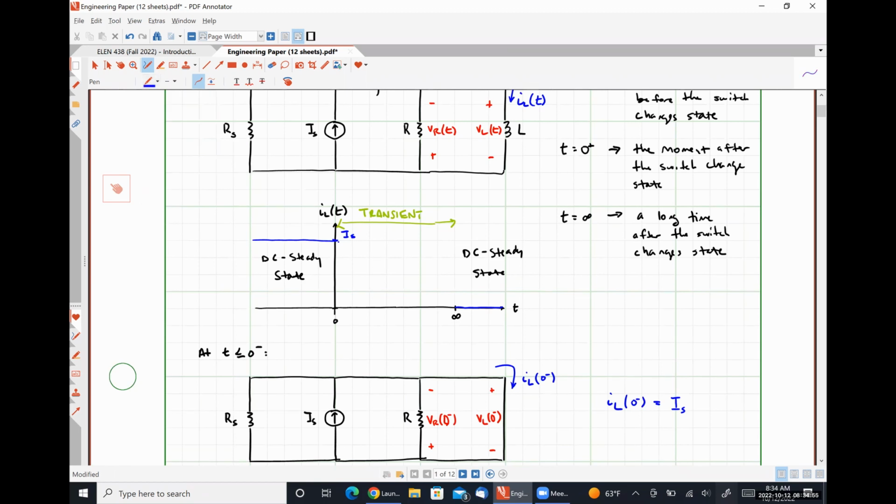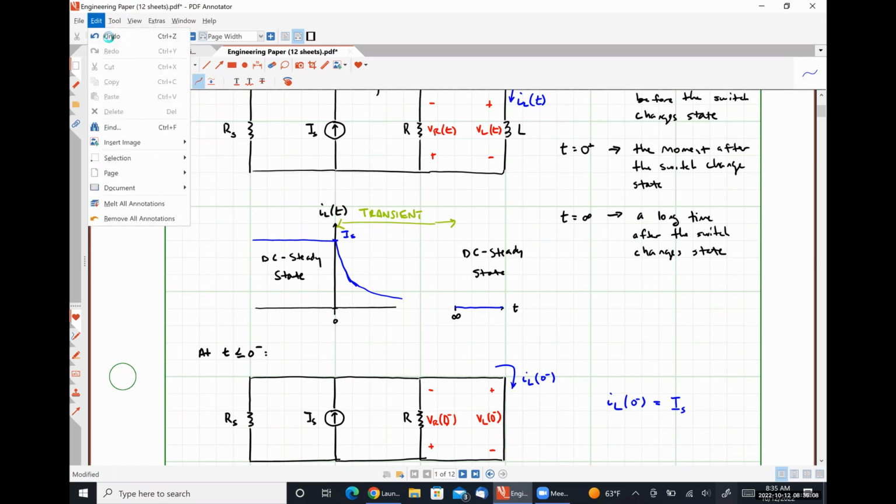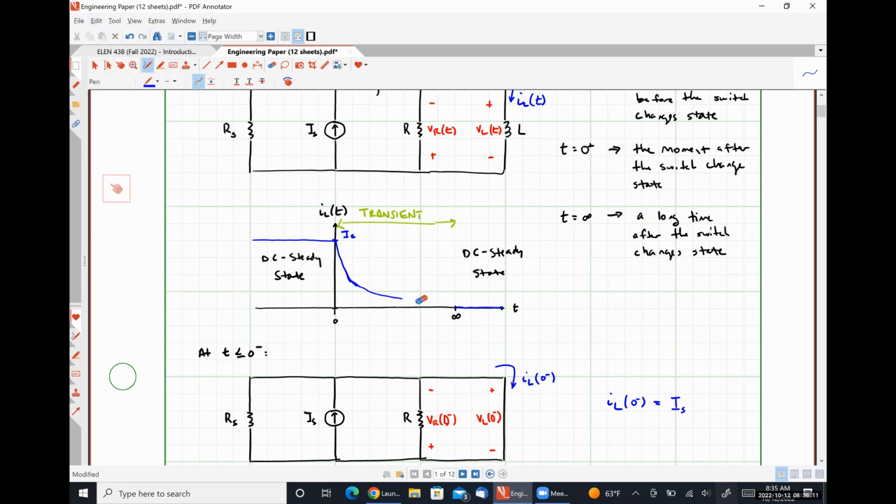Our inductor current is going to start at a value of IS at t equal to 0, and then it is going to decay exponentially. That is not what I wanted to have happen. Like so. In this region, it's going to look simply like IS exp negative R over L times time, where exp is the exponential function, another way of representing it.